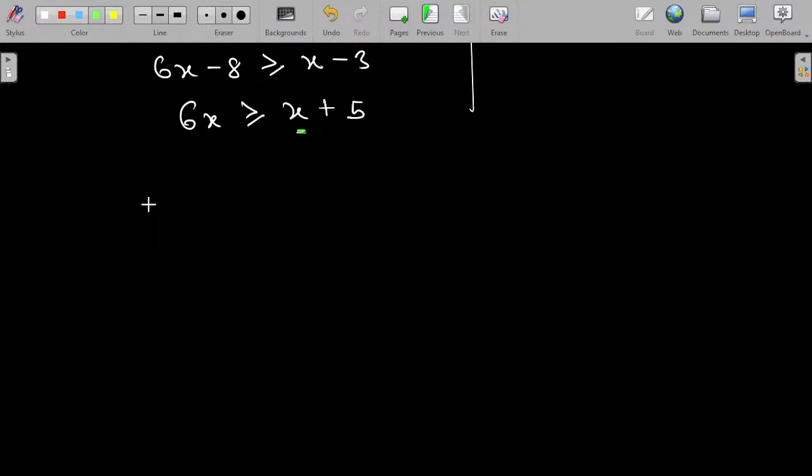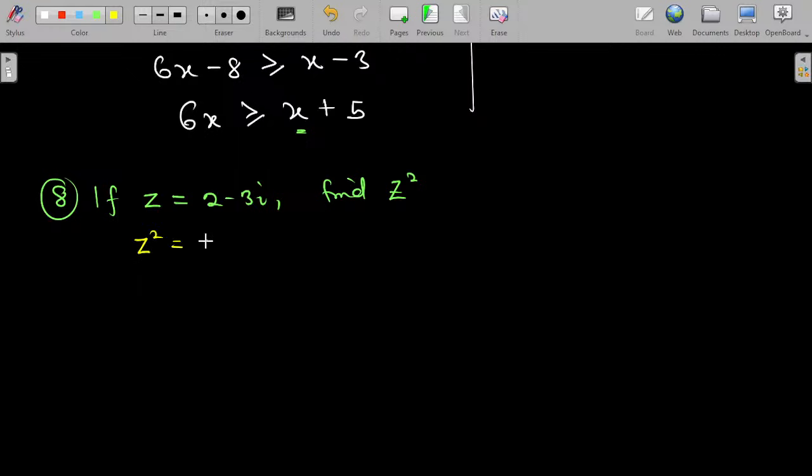And then we move over to number 8. And like I mentioned earlier, number 8 is the beginning of complex numbers. It says if z is equal to 2 minus 3i, we should find z squared. So how do you get z squared? Just multiply z by itself, nothing else. So z squared is simply 2 minus 3i all squared, which is the same thing as 2 minus 3i multiplied by 2 minus 3i.